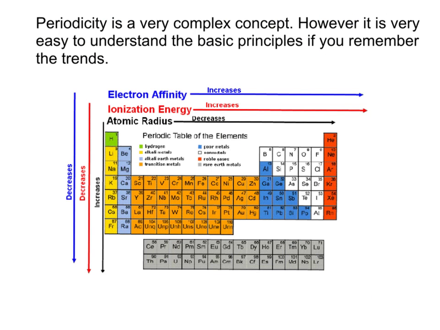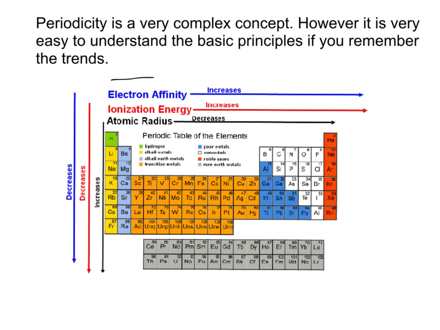Here are basic concepts that we were just talking about. Periodicity is a very complex concept, and we cover it tremendously in depth in AP chemistry or in college chemistry. However, it is very easy to understand for you in general chemistry. Just remember, you can look at electron affinity. Affinity is love of electrons.